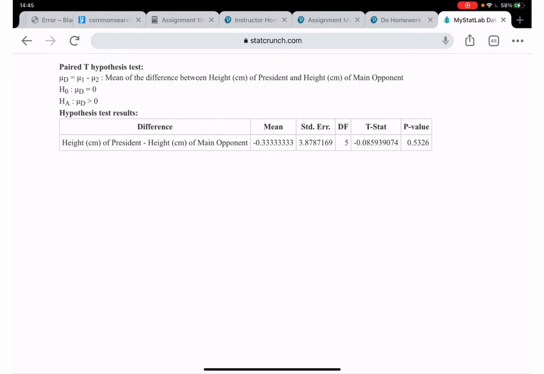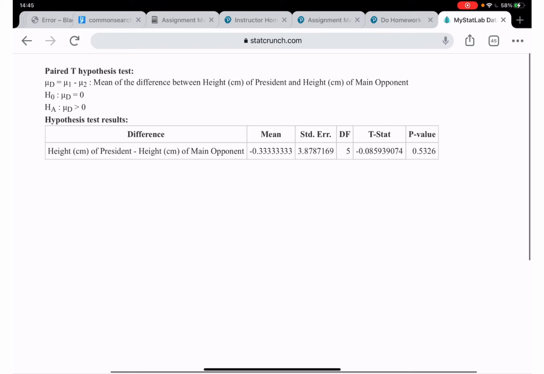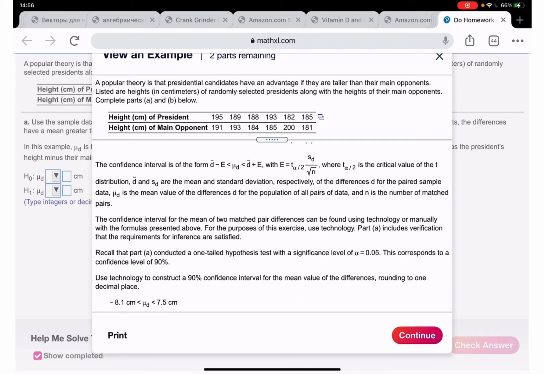And here I have my information. Here is our paired t hypothesis test. And you see here the t stat is negative 0.085, which we rounded to negative 0.09. The p-value we have is 0.533. Okay? Next, we are going to find the confidence interval for this data.